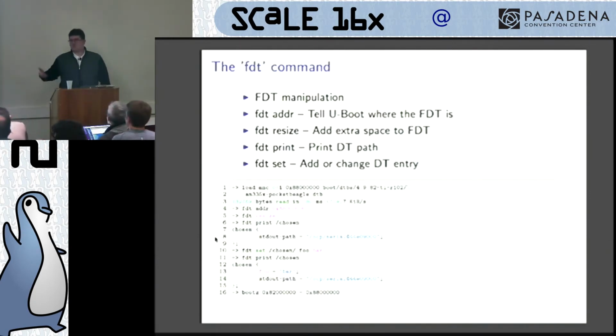Once you do that, you can do FDT print to print whatever is in the device tree. You can do FDT set to add new nodes into the device tree, and all that is done on that device tree blob which you loaded into RAM. So if you then do bootz with a Linux kernel and that blob, the Linux kernel will be given this modified device tree blob. So if you want to experiment with tweaking the device tree, here is your way to do it.